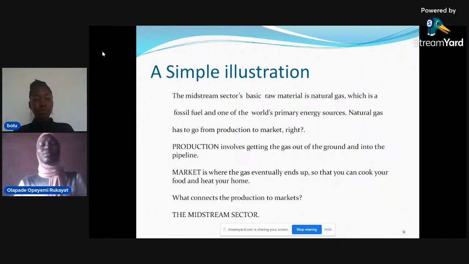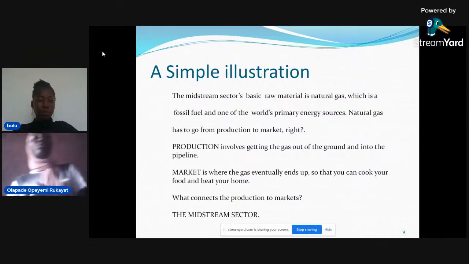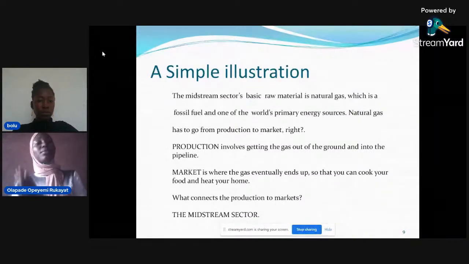Because it has gone through some processes, some stages, right? It would have been produced somewhere, found somewhere, then transported to a place where it could be refined, then transported to where it could be used by we, the end users, in a form that is safe for us to use. So after it was produced or discovered somewhere, the next thing would be to transport it to the refinery, where it will be purified and put into a form that can be used by the end users.